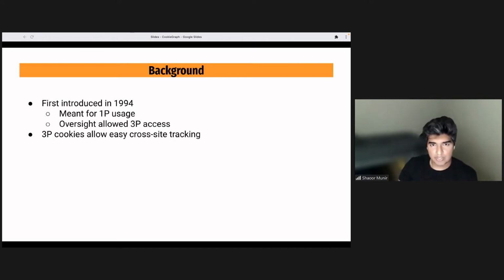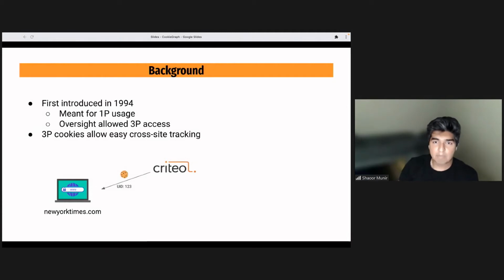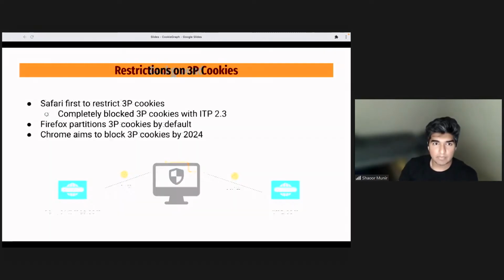The important thing to note here is that cookies were meant to be used for the first party only. However, the way that they were designed allowed third parties present on the site to also set them and retrieve them on other sites. For example, if a user visited New York Times and Criteo sets a cookie with a unique user identifier, the same party present on a different site like TMZ can also get that cookie and read the same user identifier to know that it is the same user visiting both sites. Because of this oversight, third-party cookies allow easy cross-site tracking.